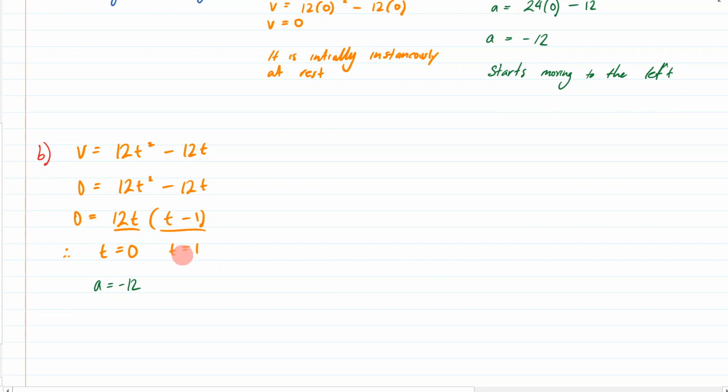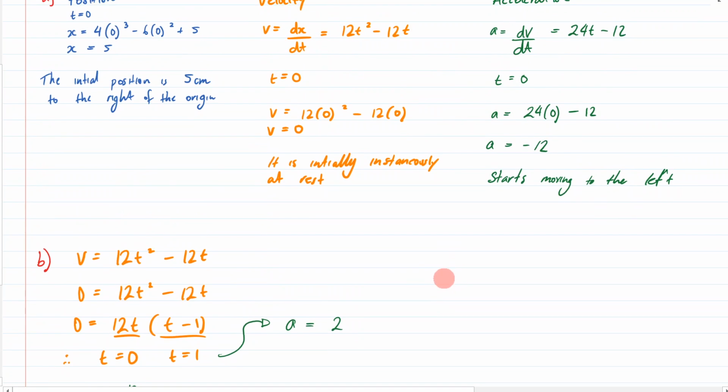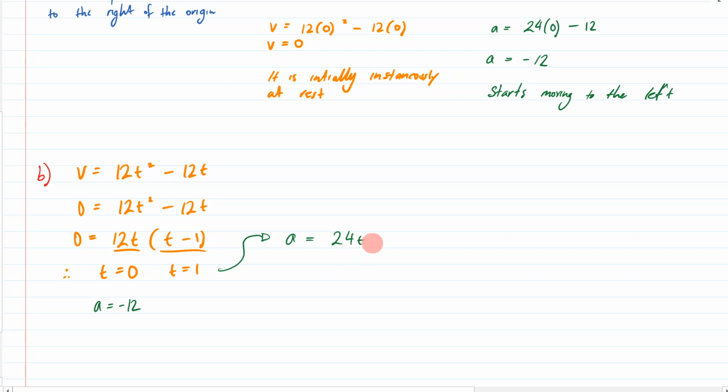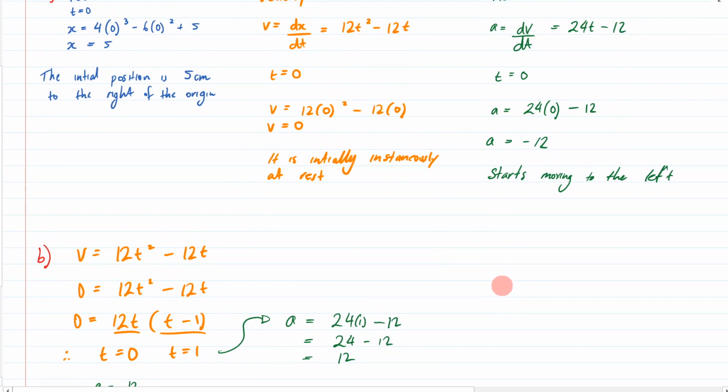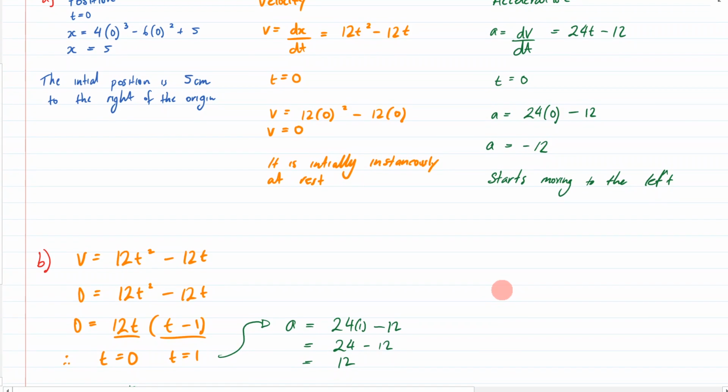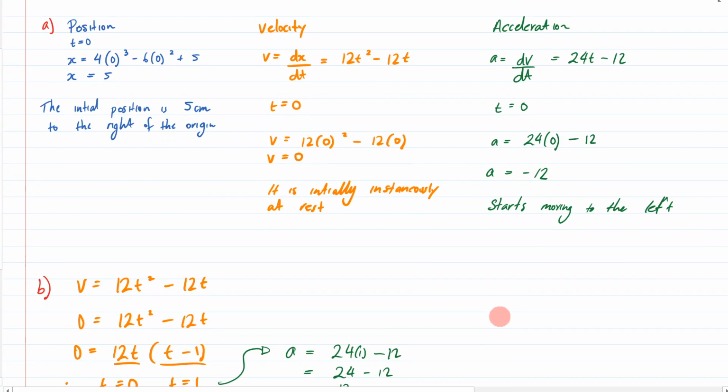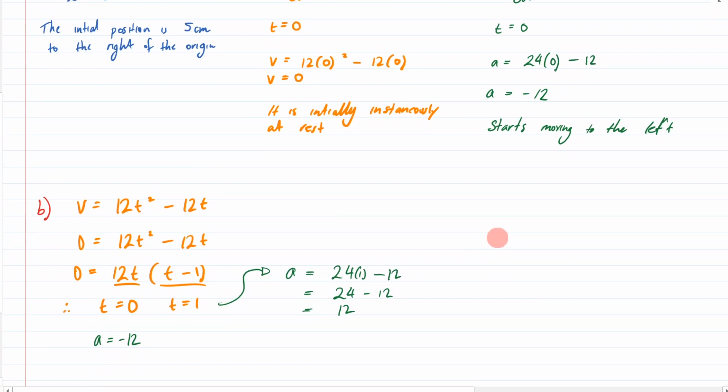Now, what is happening when t is equal to 1? To figure this out, I say my acceleration is, what was it again? 24t minus 12. And in the t spot, I'll put a 1, which means my acceleration is going to be 24 minus 12, which means it's going to be 12. That's right, isn't it? I'm putting it into t equals 1. Yes, my acceleration will be 12.